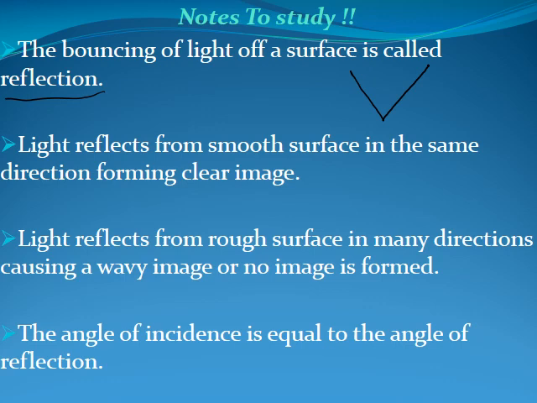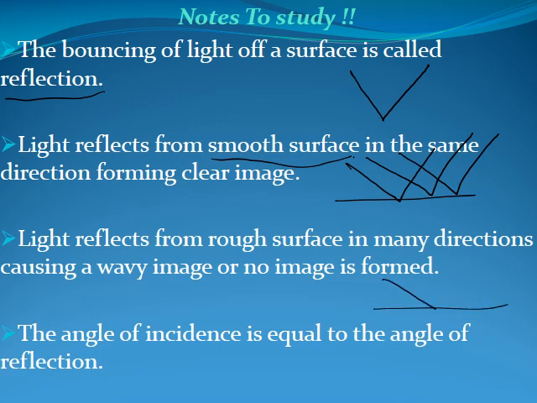Light reflects from a smooth surface in the same direction, causing a clear image to be formed. The opposite is true for a rough surface. Light reflects from a rough surface in many directions, so that a wavy image or maybe no image will be formed.